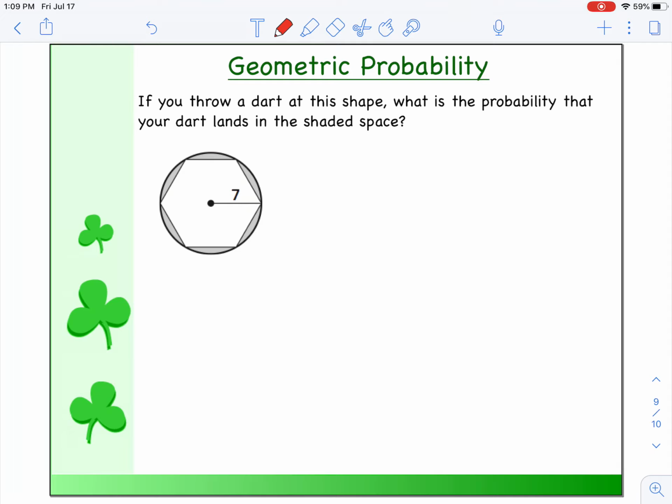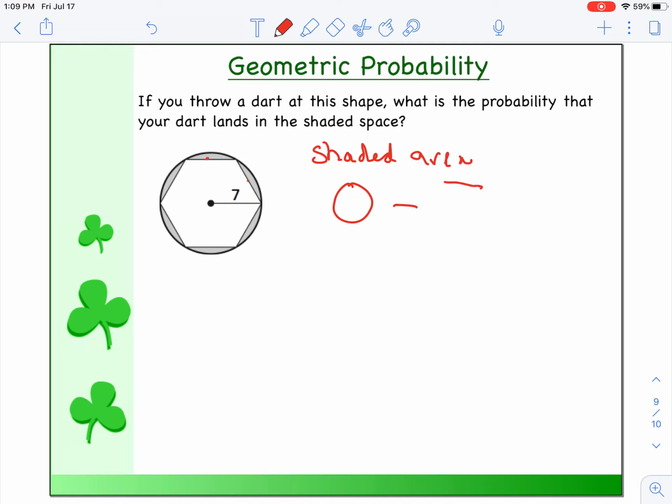Okay, see if you can set this one up. It says, if you throw a dart at this shape, what is the probability that your dart lands in the shaded space? It's very similar to the one we just did. See if you can set it up and see how far you can get. Pause the video and then start it again and work through the rest.